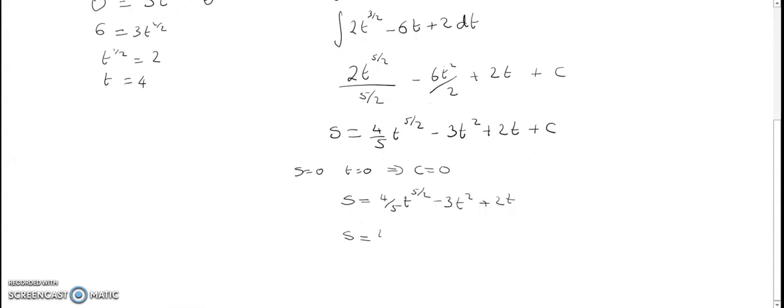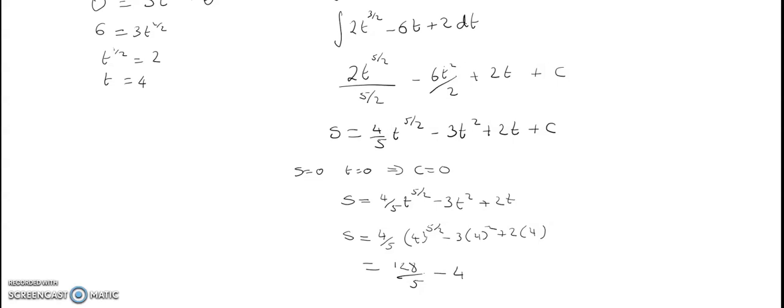So s is equal to 4/5 times 4 to the power 5 over 2, minus 3 times 4 squared plus 2 times 4. 4 to the power 5 over 2, that's 32, times by 4 over 5. So 4 over 5 times 32 is 128 over 5, minus 48, plus 8.